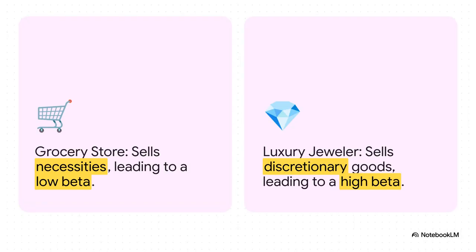It's so intuitive. The more discretionary your product is, meaning the easier it is for customers to just not buy it when times are tough, the higher the beta. A grocery store sells stuff we all need, so it has a low beta. A luxury jeweler sells things we want but can definitely live without in a recession, so it's going to have a much higher beta. It just makes sense.